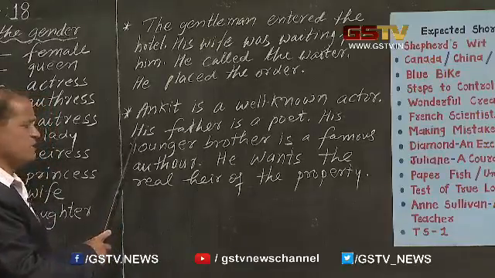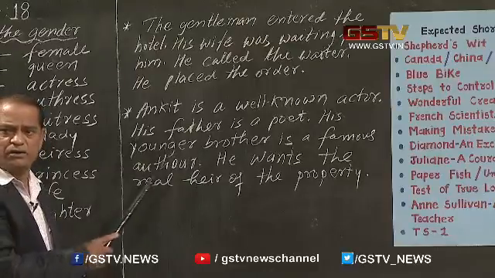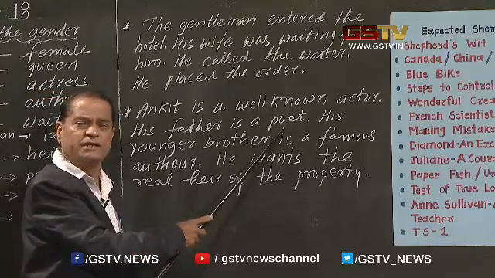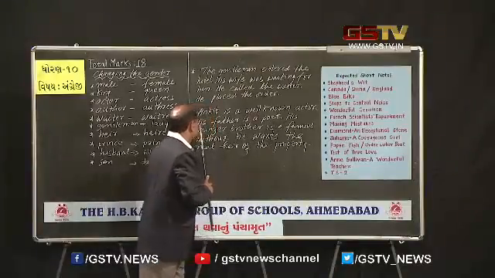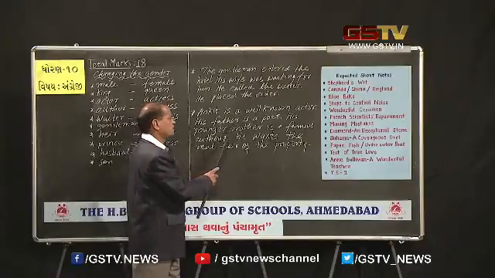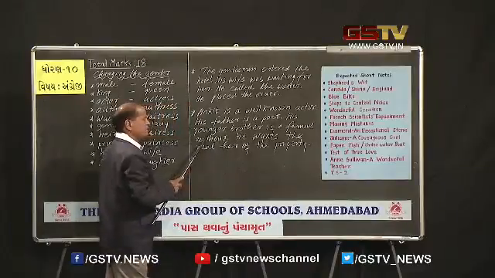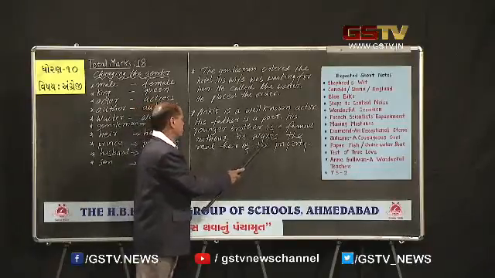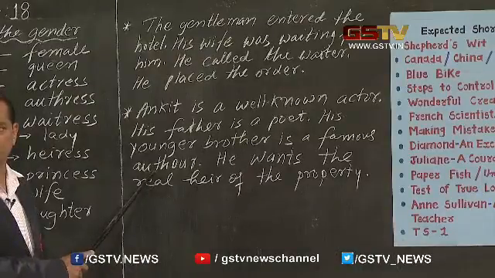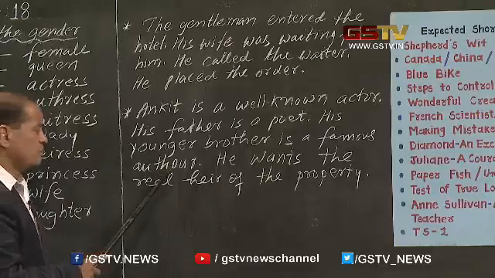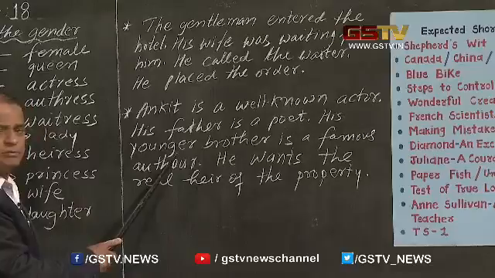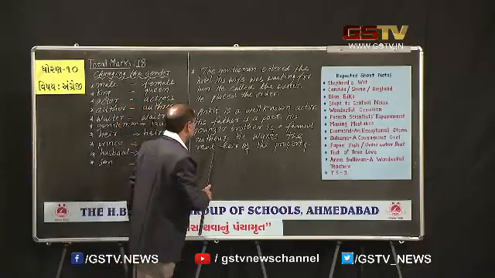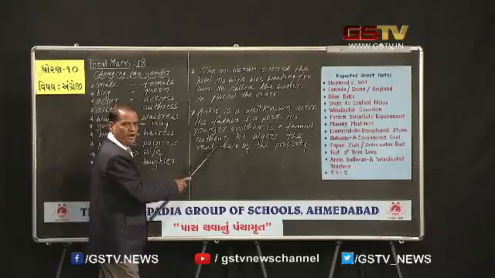For Ankita, in place of his, we have to use her. Now, father is replaced by mother. So, her mother is a, what is the feminine gender of poet? That is poetess. So, the complete sentence is, her mother is a poetess. Her younger brother, brother will be converted into sister. So, her younger sister is a famous author. What is the feminine gender of author? That is authoress. But the thing that you have to keep in mind is that you have to remove the O after H.